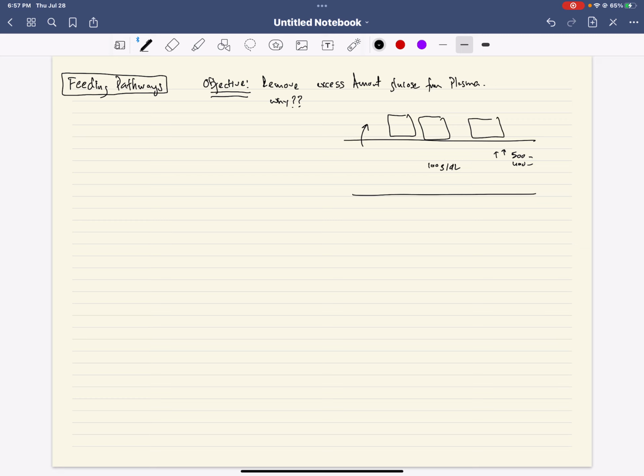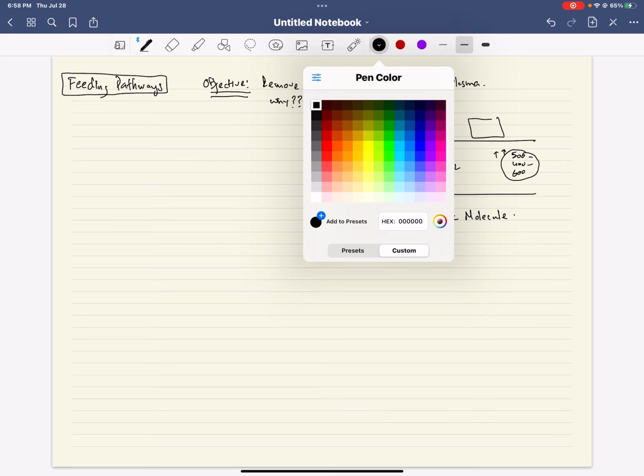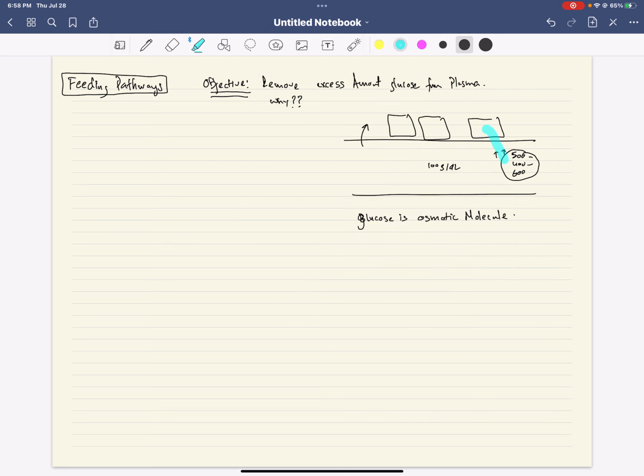So because sugar, glucose, is an osmotic molecule, right? So if you have excess amount, 500, 400, 600, whatever that may be, it's going to pull all this water into the blood vessel, right? So from the cell, you have shifts of intracellular fluid into ECF, which is extracellular, right?